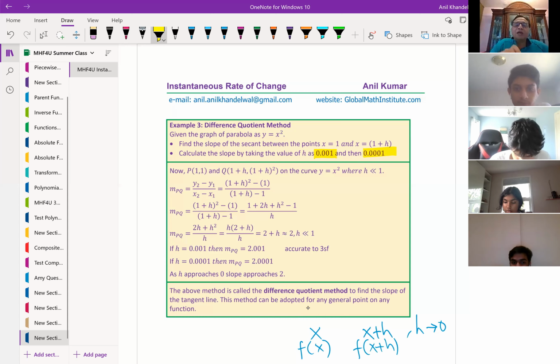Perfect. So we have worked with this point P (1, 1). 1 square is also 1, therefore you get 1. However, if I make it 1 plus h, then the y value is 1 plus h whole square, correct? So these are now 2 points. So therefore, in the formula y2 minus y1, y2 is 1 plus h whole square and y1 is just the number 1. Denominator is difference of 1 plus h and 1.